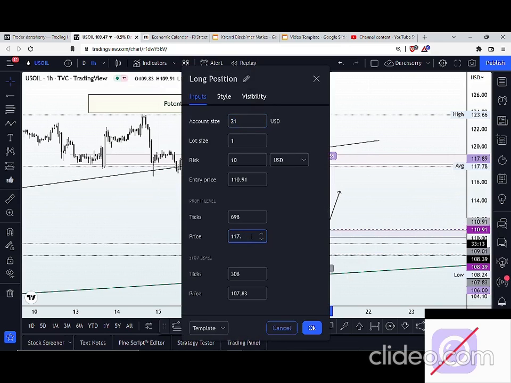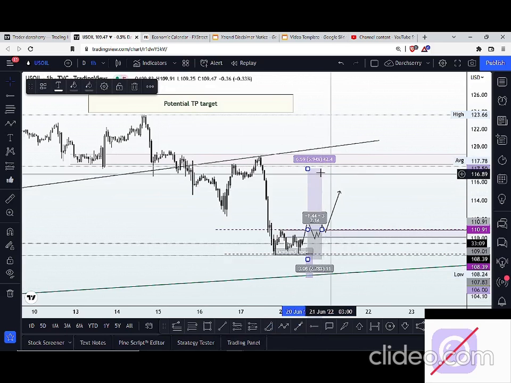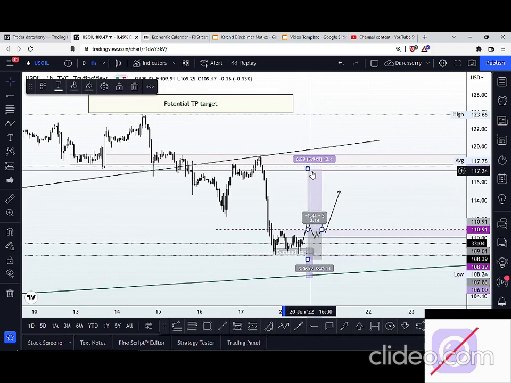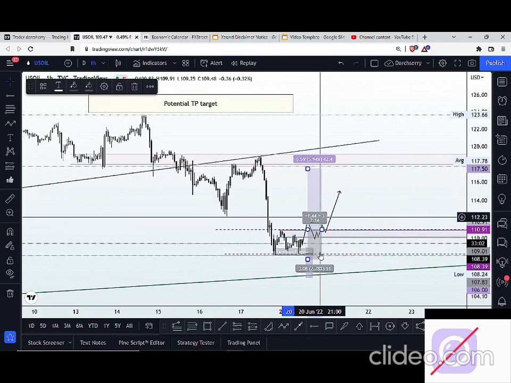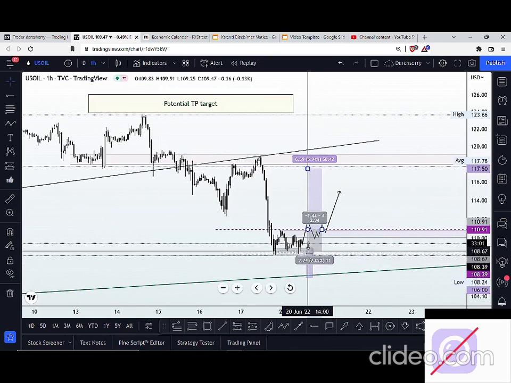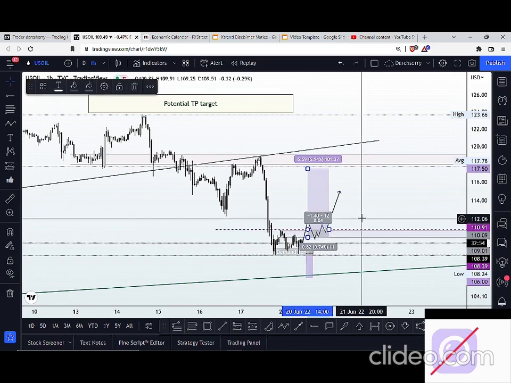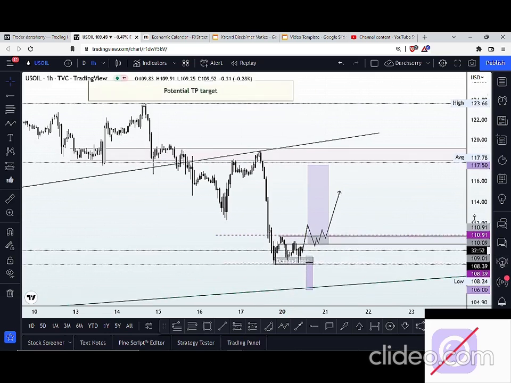So let's give it at $117.50. So we have it around this area, and that gives us close to 65, 66 pips. Then with our stop loss right below the previous structure, that's around 80 to 90 pips. So what are we looking out for on this one?